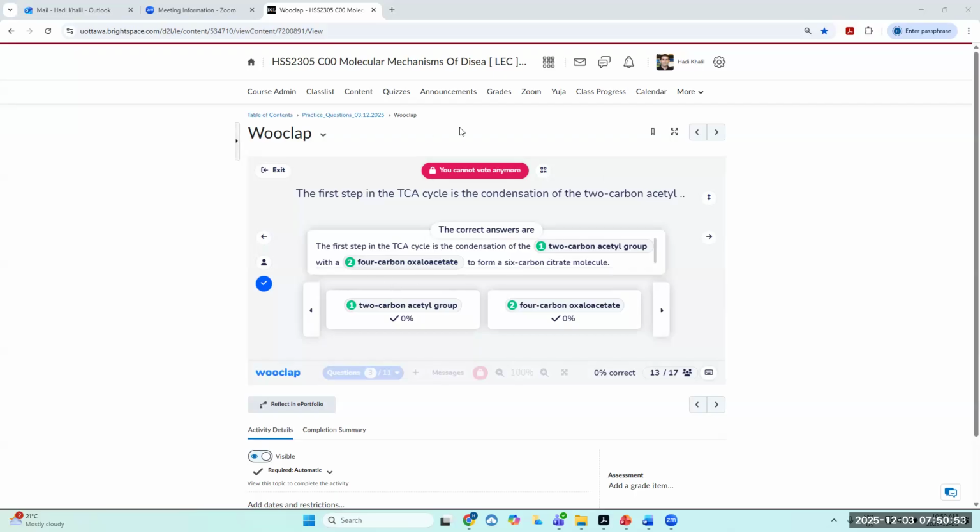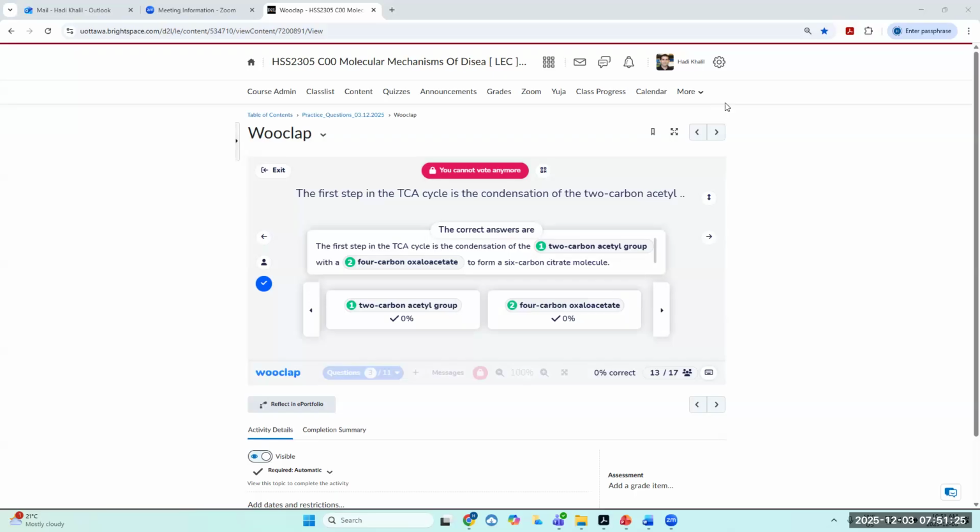The idea is the TCA cycle, as we mentioned, if you go back to the videos and to the lecture, that the two carbon acetyl group comes from the pyruvate, then the oxaloacetate, which is a 4 carbon, when they condense together to make the 6 carbon citrate molecule, that is the first step of the citrate cycle. Okay.